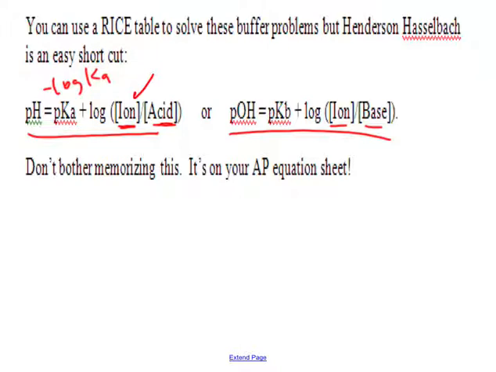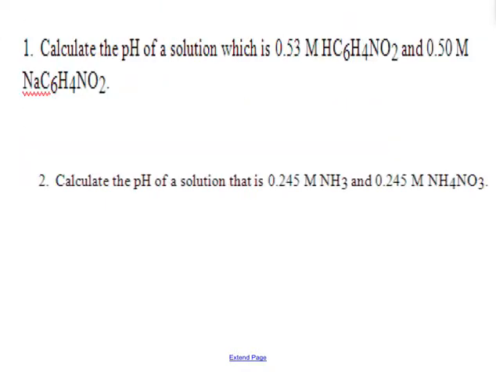So those little brackets, what do they mean again? Concentration. Since the brackets are concentration, you need to make sure that the concentration is used in moles per liter in both of those spots. So let's go ahead and work a problem.